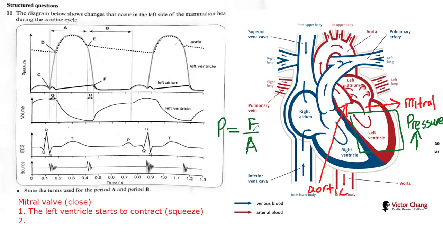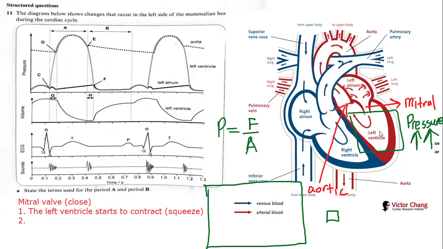Y'all understand this concept? Just think about a box. If you have a large box, the pressure is going to be small. But if you have a tiny box and you have a bunch of water in there, the pressure is going to be bigger. So small box, big pressure. Big box, low pressure. It's the same thing here. When the left ventricle begins to squeeze, the pressure in the left ventricle is going to increase.